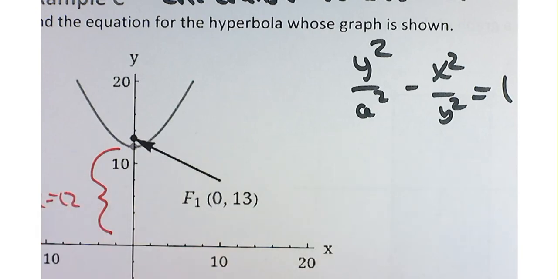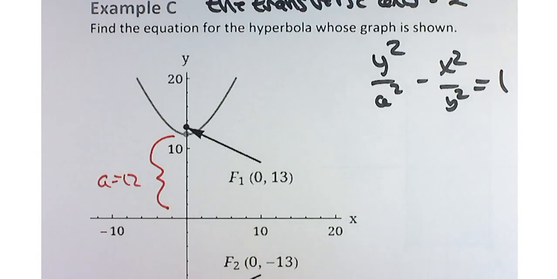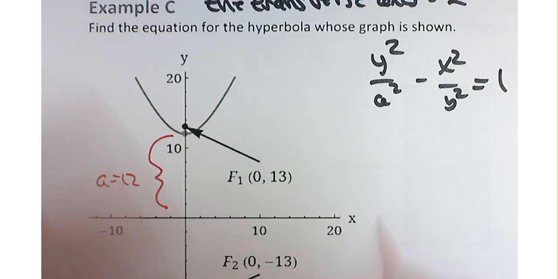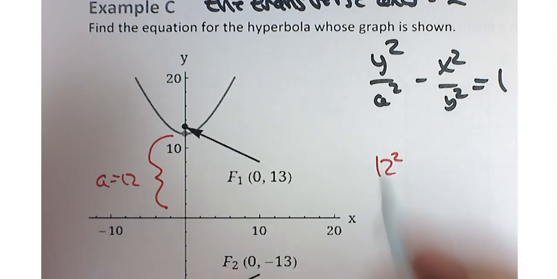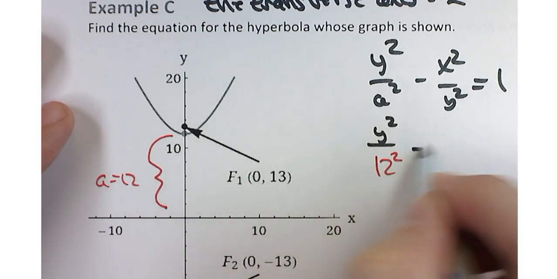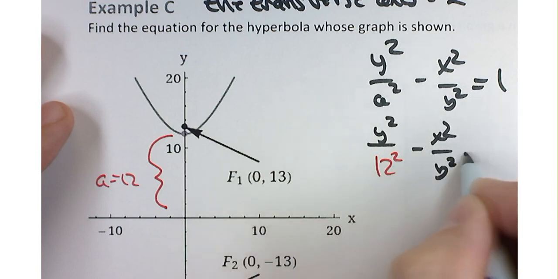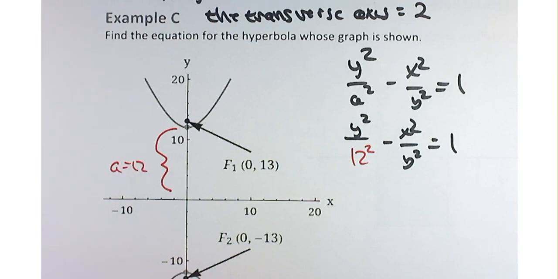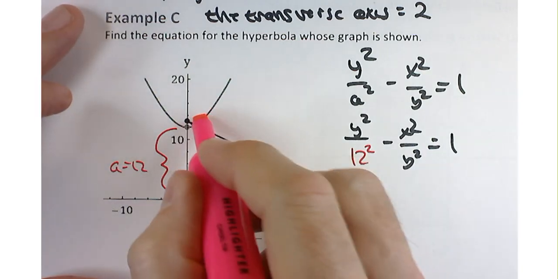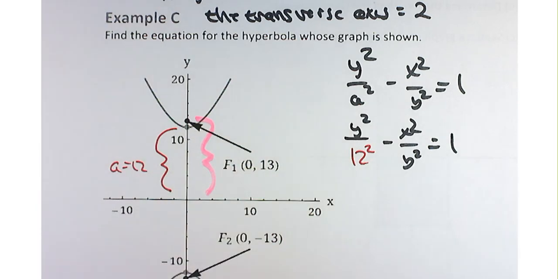Great. So a equals 12. We'll start out there. That's going to be 12 squared in the denominator, a squared. So y squared over 12 squared minus x squared over b squared equals 1. Now let's keep going. What else do I know that can help me out? Brendan? c. All right, good. And what does c equal in this case? 13. Yeah, that distance is c equals 13.